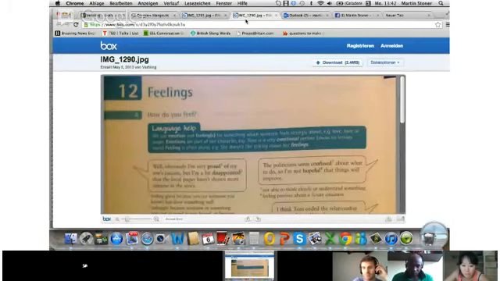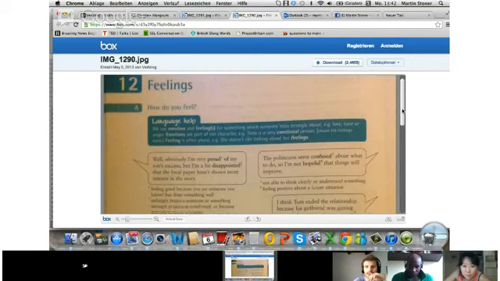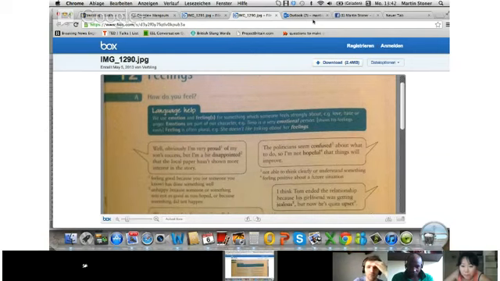Okay, so grin and bear it. Who would like to read the second speech bubble? We read the first one, proud and disappointed. Who would like to read the second one? It says, from the politicians. The politicians seem confused. Let's get Andres to read this, please. So, from the politicians.